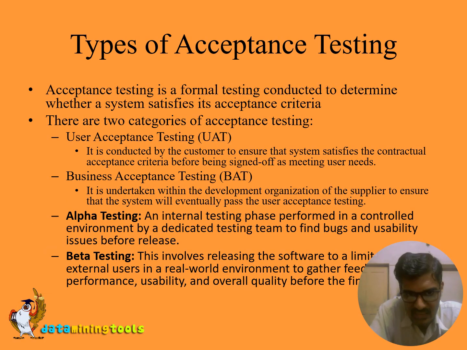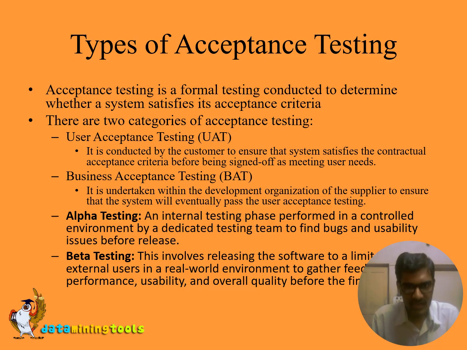Types of acceptance testing. Acceptance testing is a formal testing conducted to determine whether a system satisfies its acceptance criteria. For instance, you are developing an application which takes in details of the user, say your name and your address. So acceptance testing is when after you finished developing the application, you run tests before you release it out to the world. So here you do acceptance testing so that you evaluate whether the system is doing what it is supposed to do.